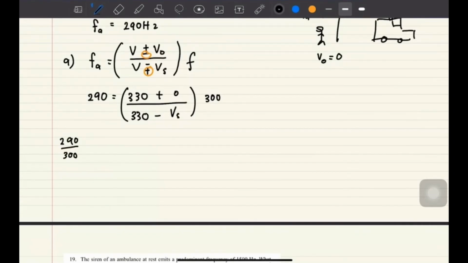Then you have to bring 330 yang kat bawah tu naik atas. Kalau kamu nak tekan satu-satu lah, obviously you can straight away press your calculator. Make sure the bracket is correctly done inside your calculator. If not, you have to do it one by one lah. So here I got 319.